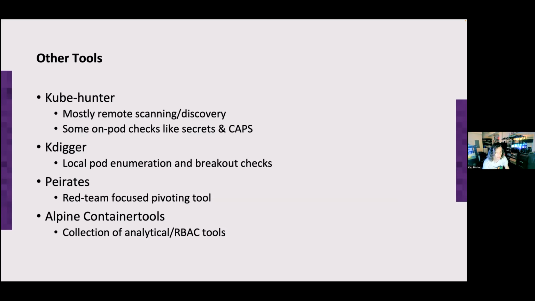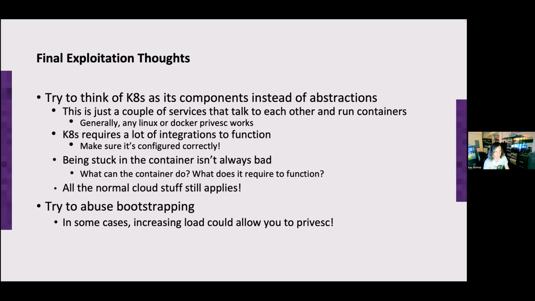But here's a couple other ones that I liked. Kdigger is super helpful for local pod enumeration and breakout checks. Alpine Container Tools is like a little container that you can run to play around with stuff. It's very good for really diving deep. And K8s, I'm not sure how to pronounce that, is like a red team focused pivoting tool, which can do a lot of attacks automatically. There's a bunch of really cool stuff. Again, KubeGoat has a lot of cool tools linked there as well in the scenarios. Highly recommend you go read that.